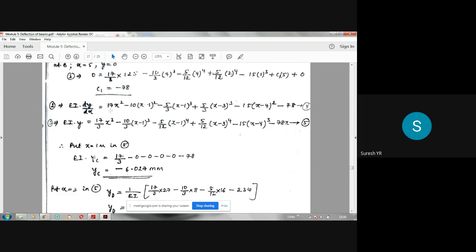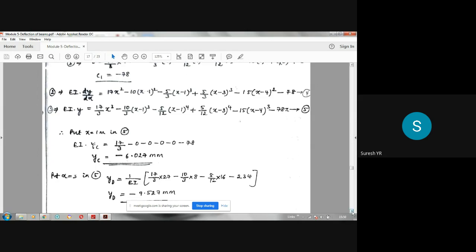Next, you put x is equal to 5. Then theta B comes. Okay. If you put x is equal to 5, none of them are negative. So all the terms you have to consider. So there you are getting the deflection at B. Slope at B, theta B comes. So there also you substitute for EI as 12,000. So this is how we have to do.